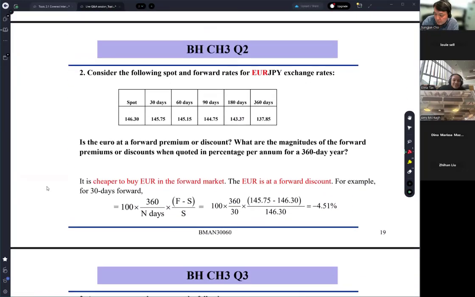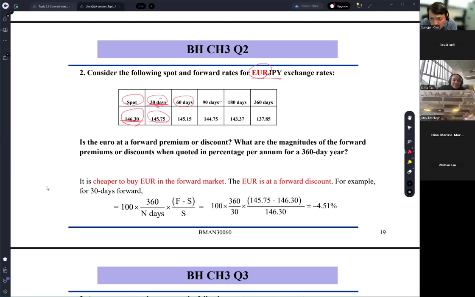Question 2. Now we have a table for many exchange rates. So this is the spot exchange rate. This is the 30-day forward rate, 60-day forward rate, different maturities. So this is the exchange rate for EUR JPY. This means for €1, you have to pay this amount of yen. This one means for €1, you have to pay this amount of yen.